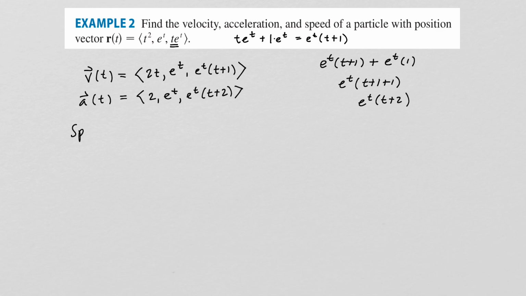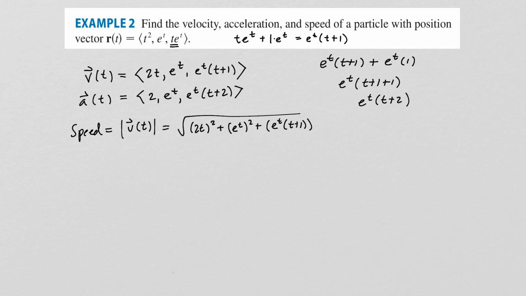And then the speed is just the magnitude of the velocity vector, which is the square root of (2t) squared plus (e to the t) squared plus (e to the t times (t plus 1)) squared. And if we simplify this, we get the square root of 4t squared plus e to the 2t plus e to the 2t times (t plus 1) squared.